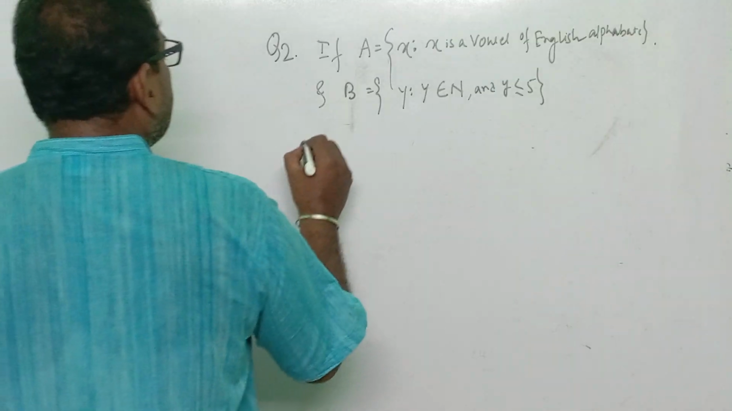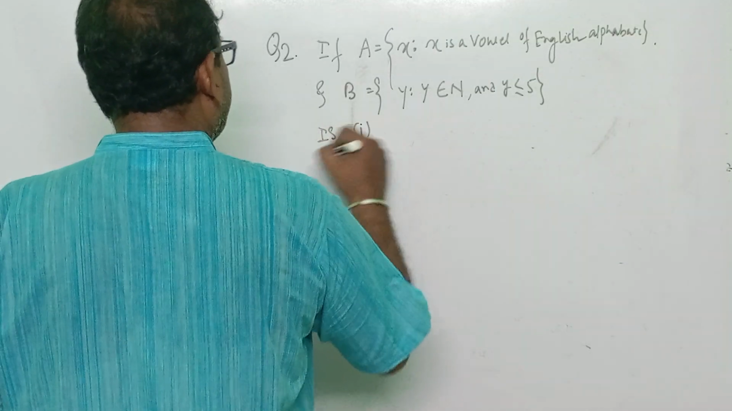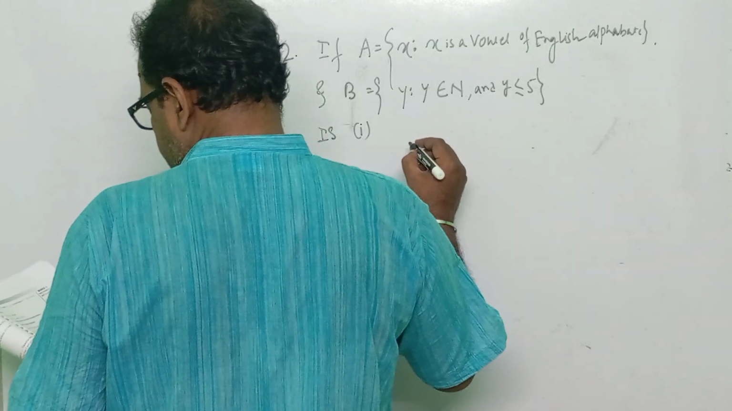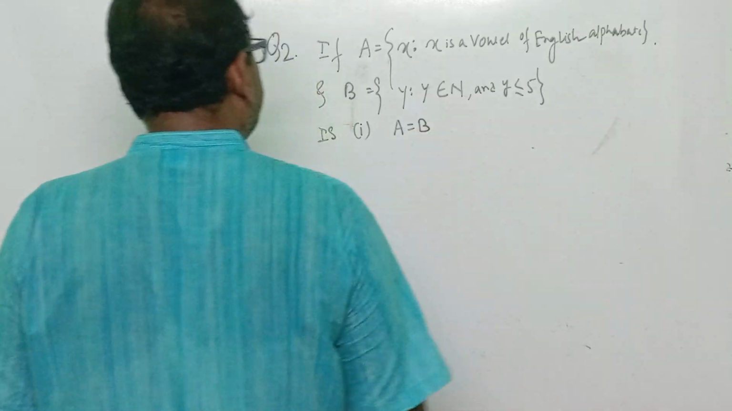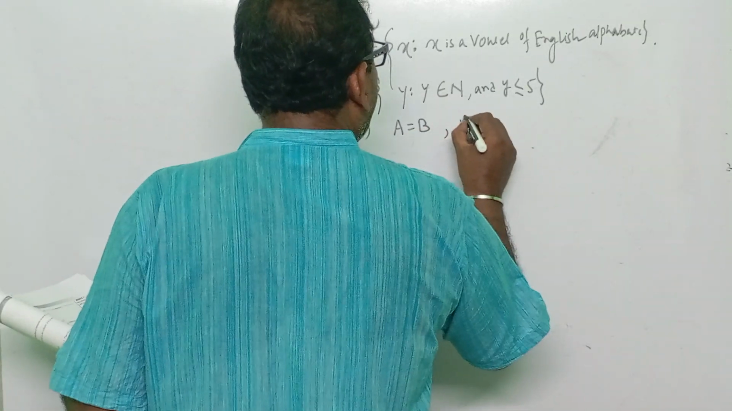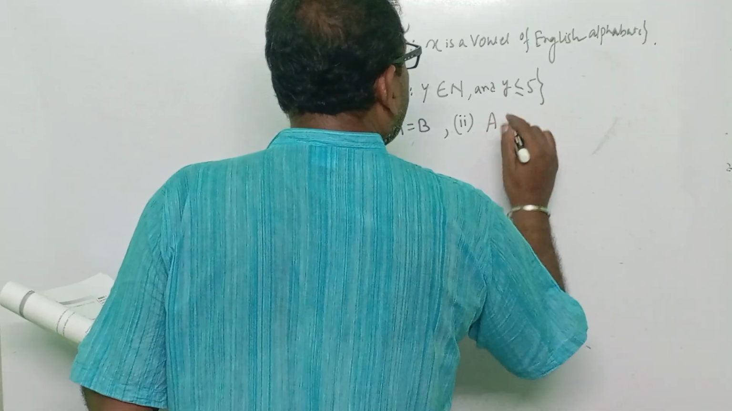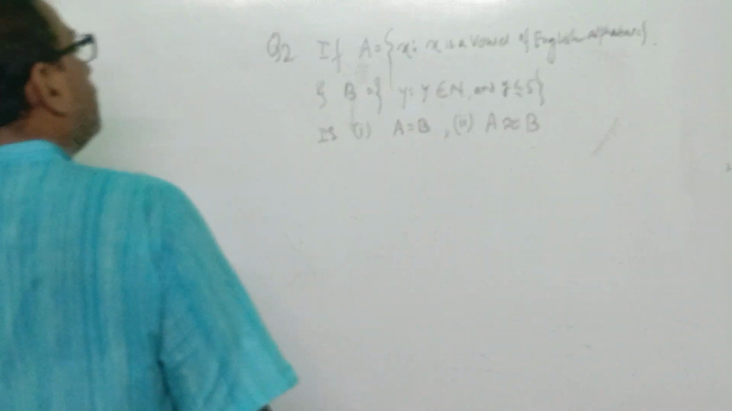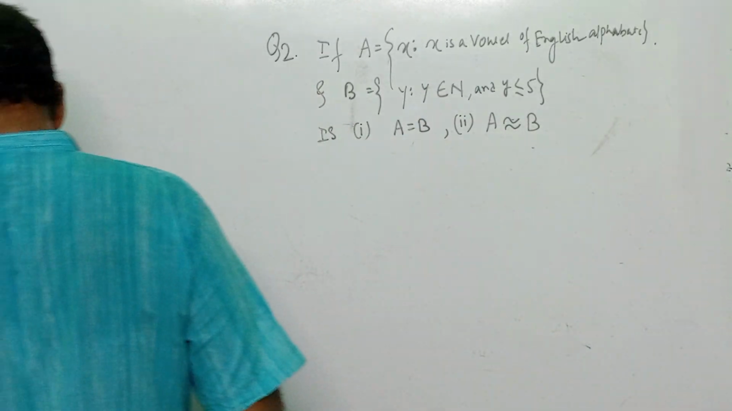Okay, now the question is: number 1, A is equal to B, this means equal, and number 2, A is equivalent to B. Okay. Now what is the answer?